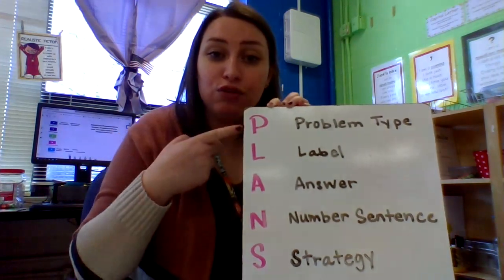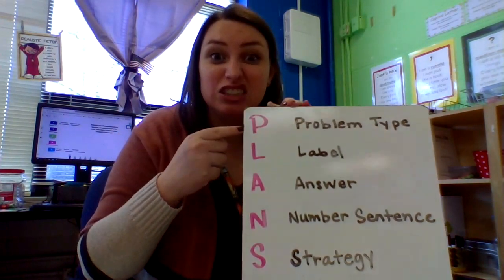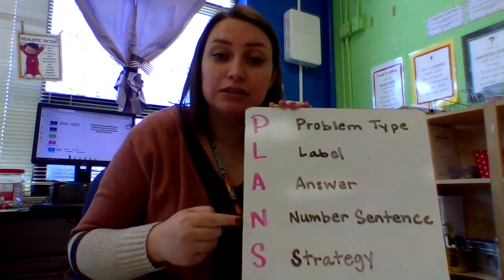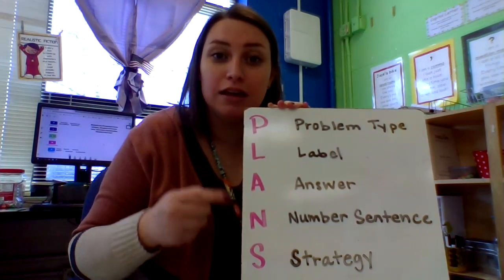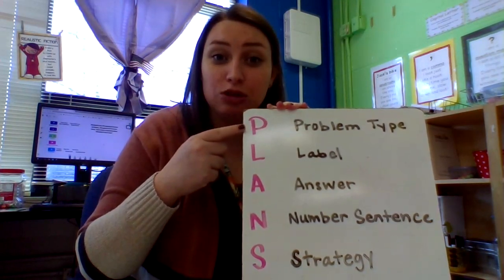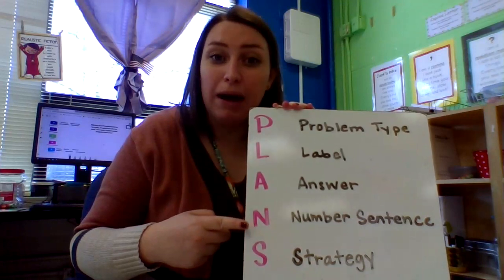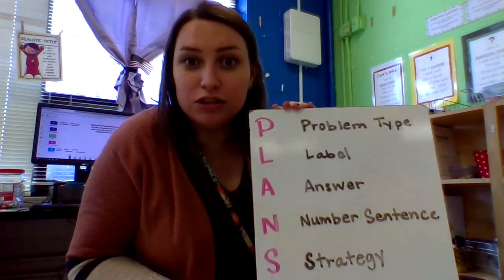Don't forget, if you decided up here at P that it's an addition problem, you should have an addition sign, a plus sign, in your number sentence. If you wrote up here for P that it's a subtraction problem, then you should have a minus sign or a subtraction sign for your sentence.